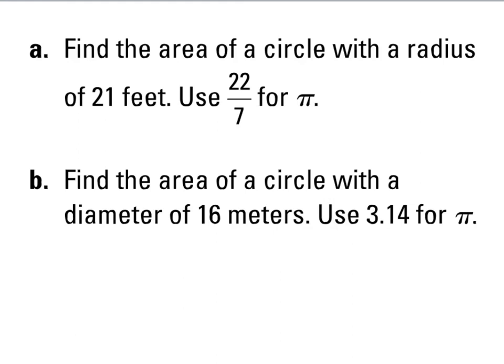Alright, a couple practice problems for you to try here. A, find the area of a circle with a radius of 21 feet. Use 22 sevenths for pi. And B, find the area of a circle with a diameter of 16. So you're going to want to find the radius from the 16. Use 3.14 for pi. Again, pi r squared.